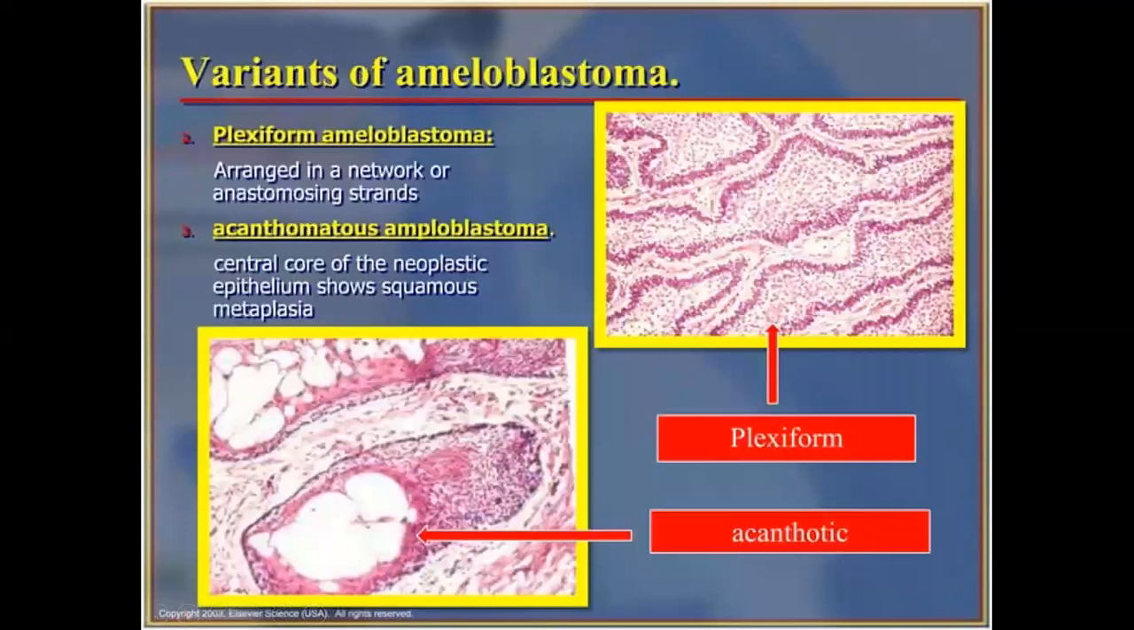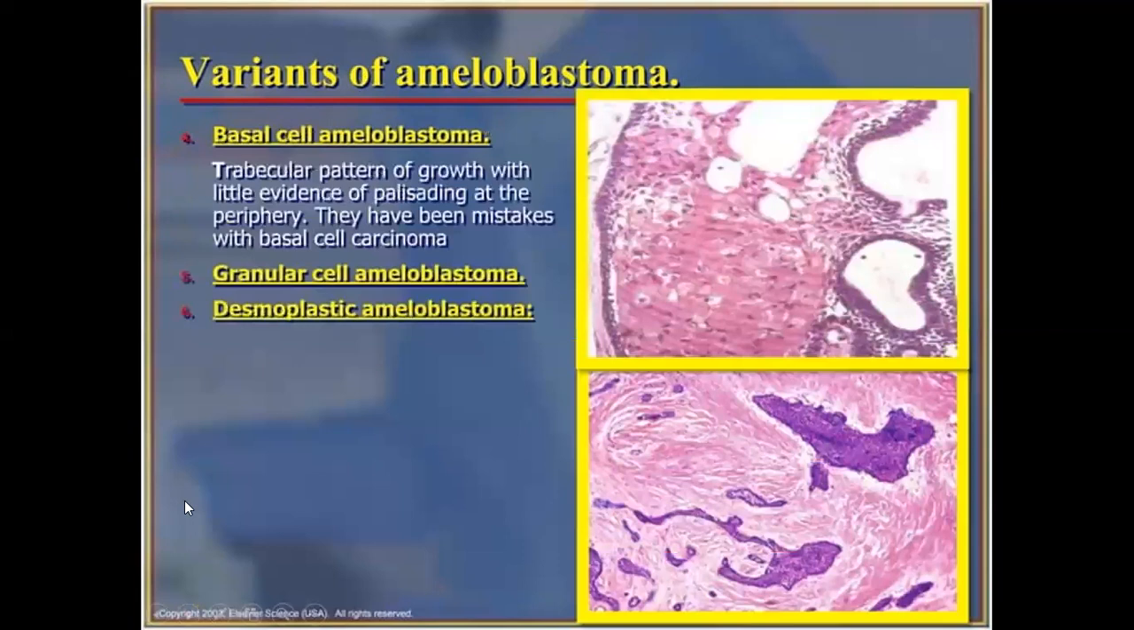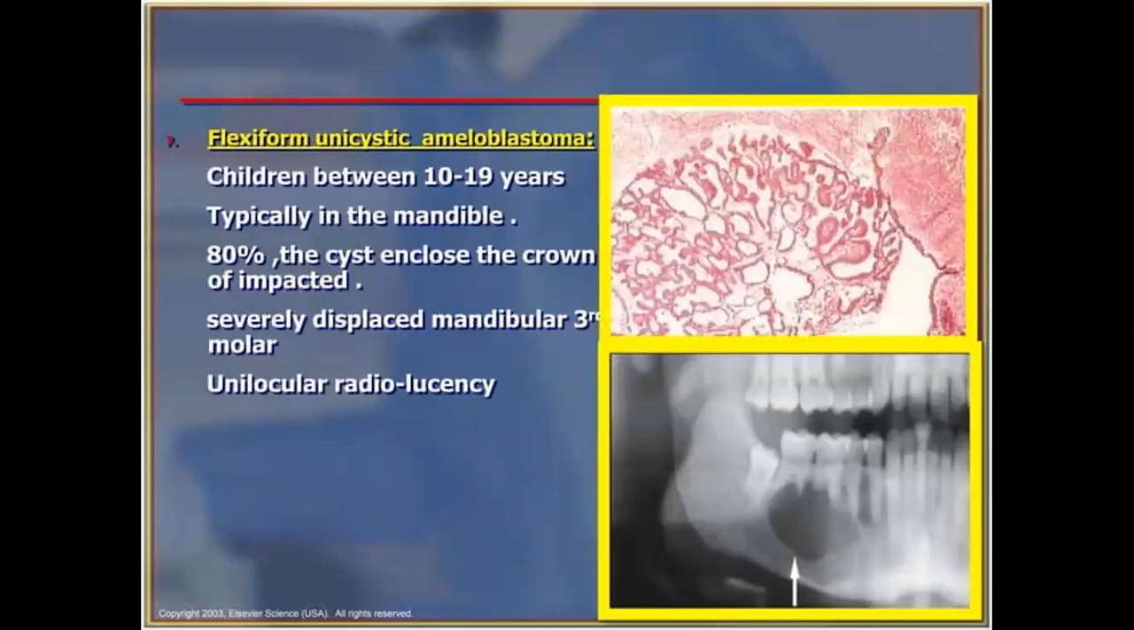Variants of ameloblastoma: plexiform ameloblastoma, arranged in a network of anastomosing strands. Another variant, basal cell ameloblastoma, has a trabecular pattern of growth with little evidence of palisading at the periphery. They have been mistaken for basal cell carcinoma. And here you can see the plexiform unicystic ameloblastoma.